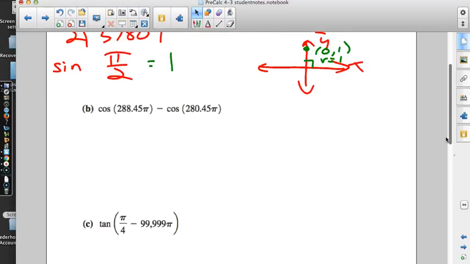288.45 pi minus the cosine of 280.45 pi. How far apart are they? Well, wait a minute. If cosine always repeats at 2 pi, won't they be exactly the same thing? Yeah, because we've got 4 2 pi's. They're going to land in the same spot. So this is the same thing as that. So what's the answer?